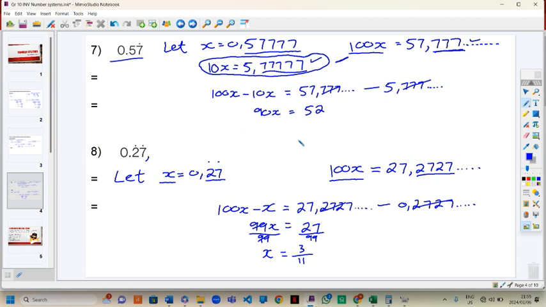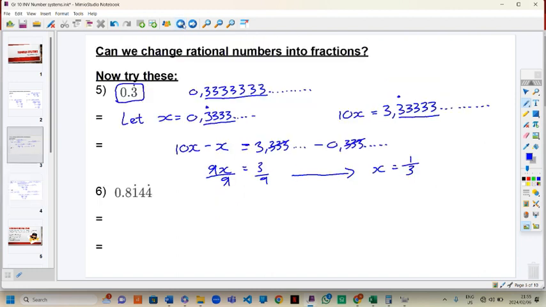What must I do to get rid of the 90 in front of x? I have to divide by whatever's in front of x, so I divide by 90 on both sides. Those 90s will cancel. x is equal to 52 over 90, which simplified is 26 over 45. If you put that into your calculator, you'll get 0,5777777, which is what we want to get to.